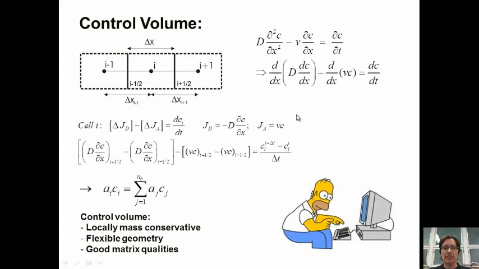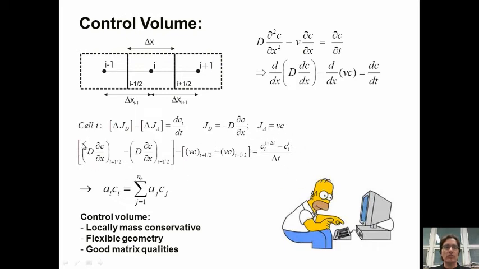So here's our dispersive flux and advective flux. The difference in the dispersive flux here is just the difference in our definition for the dispersive flux. So it's the coefficient of dispersion times the concentration gradient across this boundary on the right, minus the dispersive flux across the left boundary. And the same thing for the advective flux. You can write a mass balance equation for this advective flux. And all that equals our change in concentration over time.